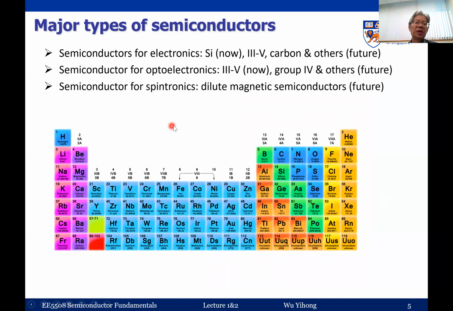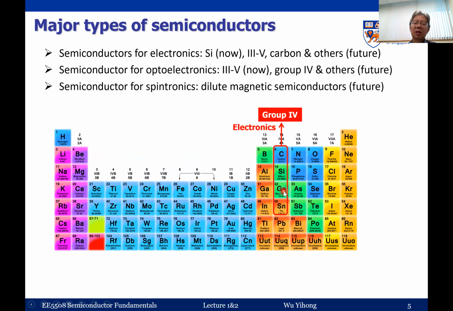Now, what are the major types of semiconductors? We have semiconductors for electronics, optoelectronics, and spintronics, which I will talk about. Of course, for electronics, first we have the so-called group 4 semiconductors: carbon, silicon, germanium, and tin. And the first transistor was made from germanium.